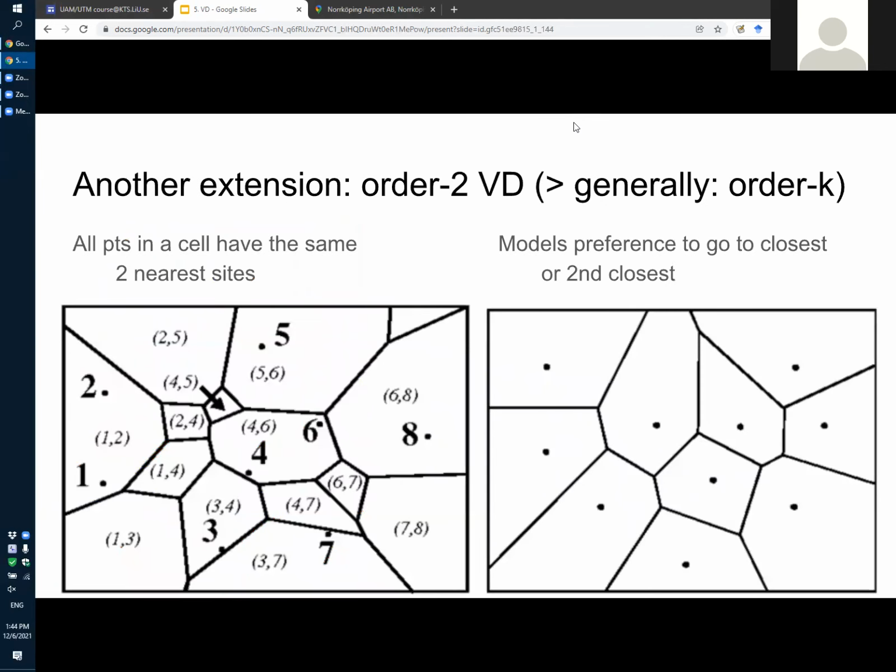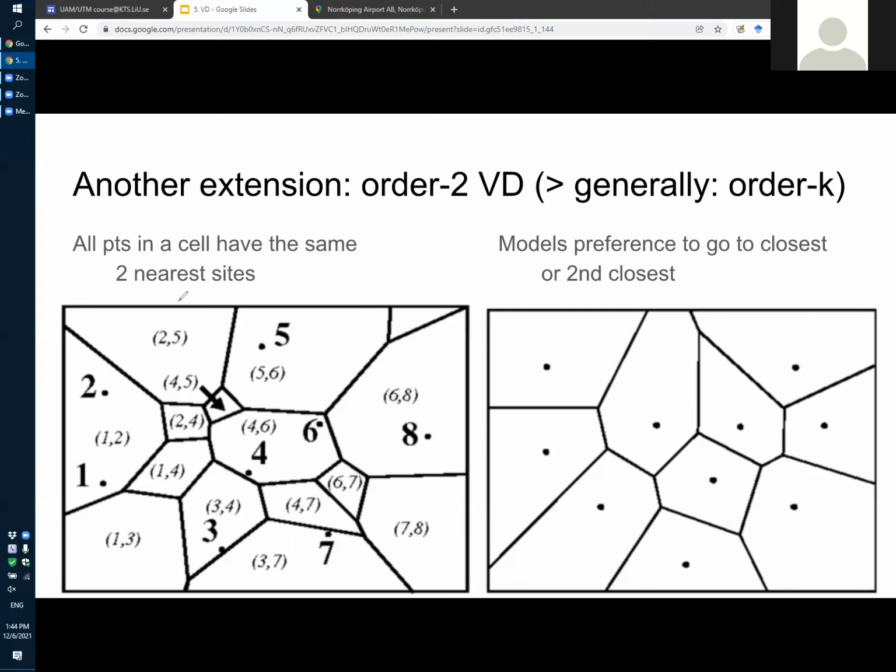Another extension that I want to mention for the Voronoi diagram is the so-called order 2, or more generally order K Voronoi diagram. And again, it is a decomposition of the plane into cells. But now within the cell, not only the first closest site is the same, but the two closest sites are the same.